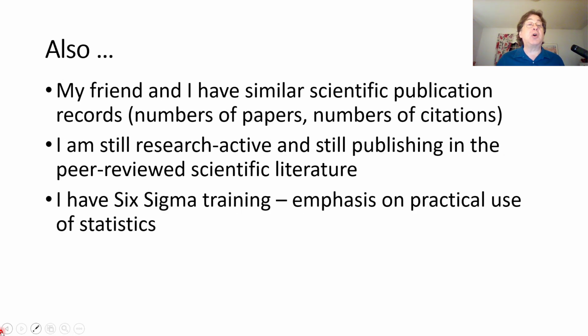I do want to spend a moment, though, and just point out that my friend and I have similar publication records in the scientific literature. If you use metrics like the number of papers, number of citations, we both have an H index of 16 if you don't count self-citations. I am still research active and still publishing in the peer-reviewed scientific literature. And as I mentioned, I do have Six Sigma training, which puts a big emphasis on the practical use of statistics.